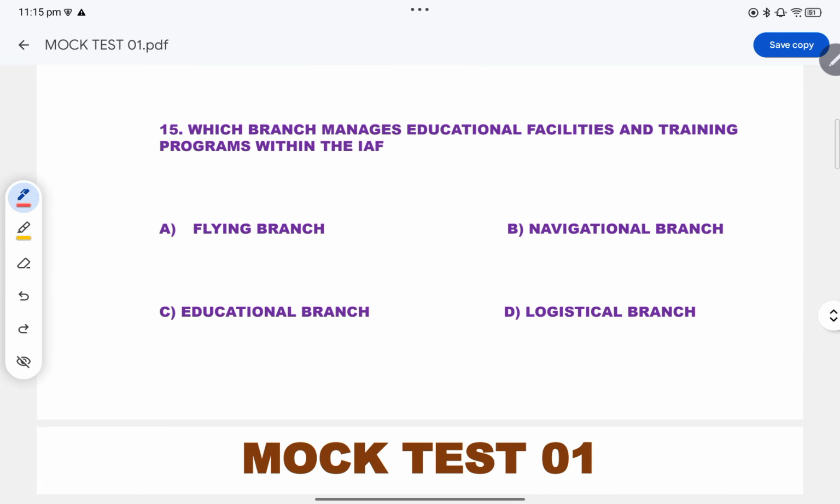Which branch manages educational facilities and training programs within the IAF? I already told you who takes care of education when I was taking the class. Whatever educational things happen, whatever is related to education, it's all undertaken by the educational branch, not by flying, navigation, or logistics.